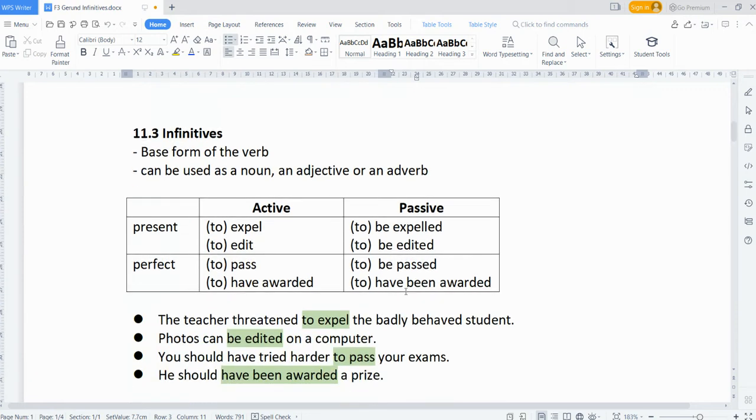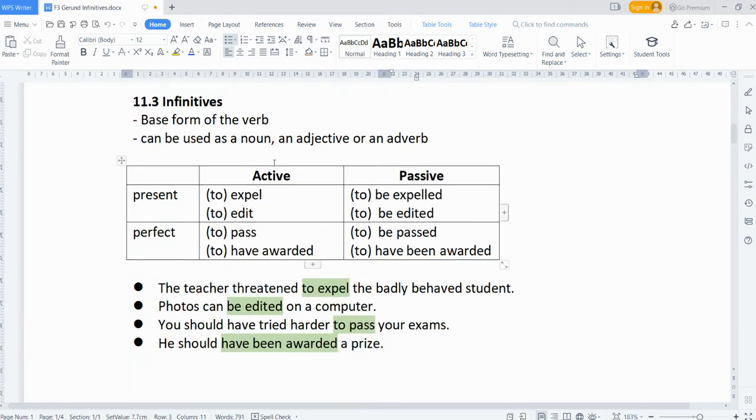Next we look at infinitive. So what is an infinitive? 11.3. An infinitive is a base form of the verb, sort of kata dasar of kata kerja lah. And an infinitive can be used as a noun, an adjective, or an adverb. So there's a table here. In this table we can see how infinitives are used with present or perfect tense in an active or passive sentence. So in these two columns, the word to here in the bracket is optional.